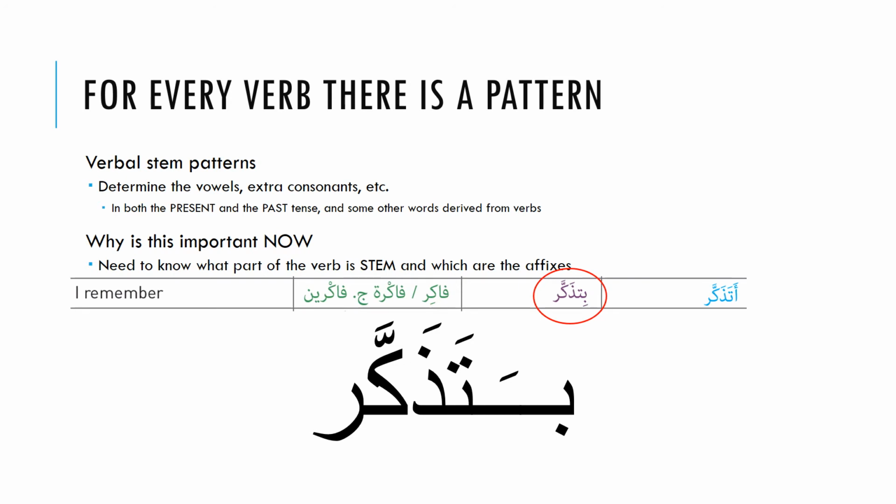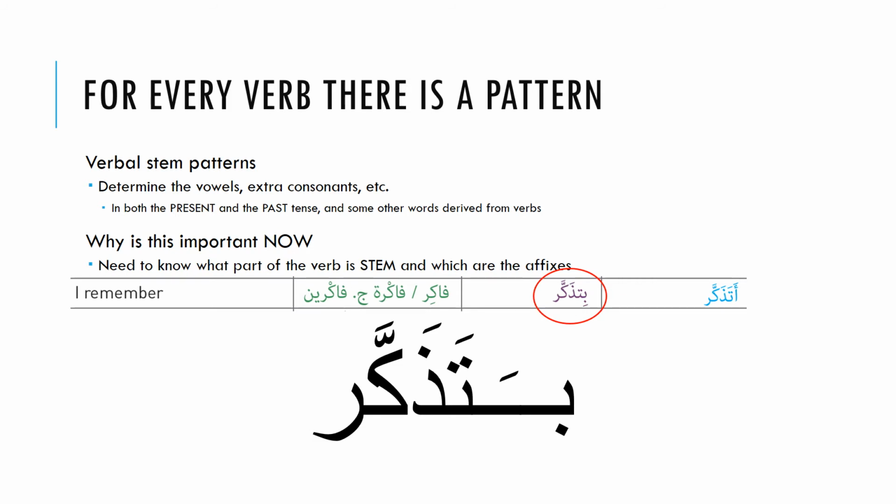For every verb, there is a pattern. And this pattern determines, like any other pattern in Arabic, or wazn, the vowels, extra consonants, etc., that are going to have the roots slotted into it, like the video that we watched. Interesting question, of course, is why is this suddenly important? Well, we're starting to learn words where the stem is a little more complex than what we're used to, and that's going to start being a little confusing.